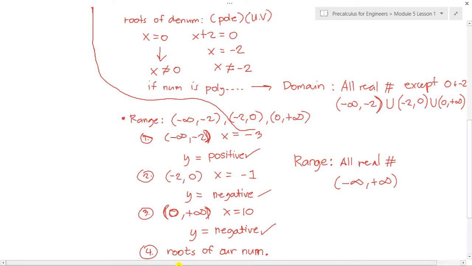So na-test na. Okay na. Walay pangutana. Okay.